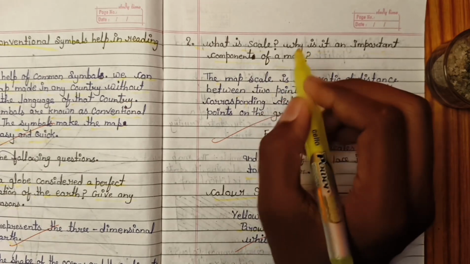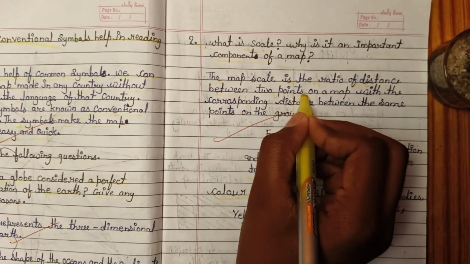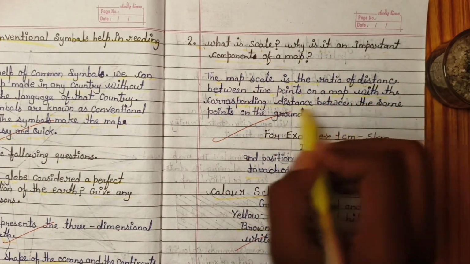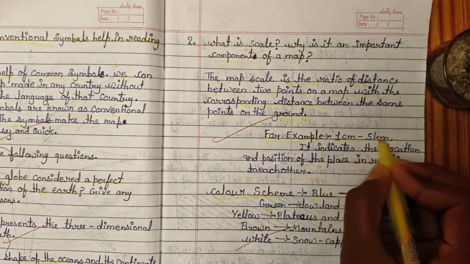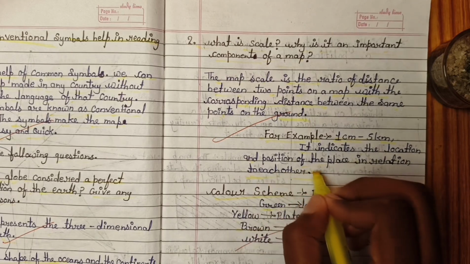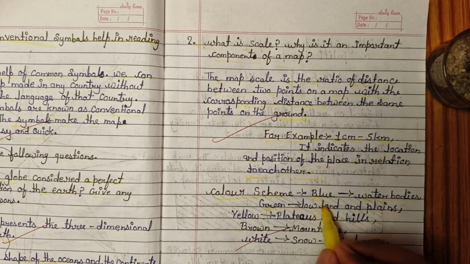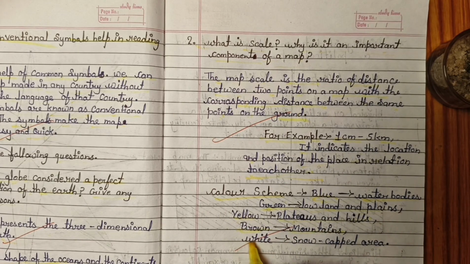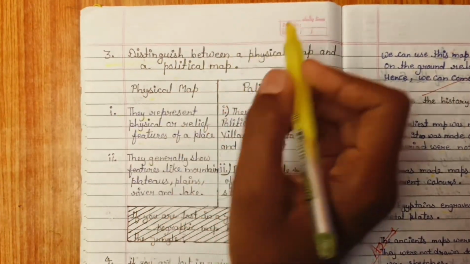Second, what is scale? Why is it an important component of a map? The map scale is the ratio of distance between 2 points on a map with the corresponding distance between the same points on the ground. For example, 1 centimeter 5 kilometer. It indicates the location and position of the place in relation to each other. Color scheme: blue, water bodies; green, lowland and plains; yellow, plateaus and hills; brown, mountains; white, snow-capped area.